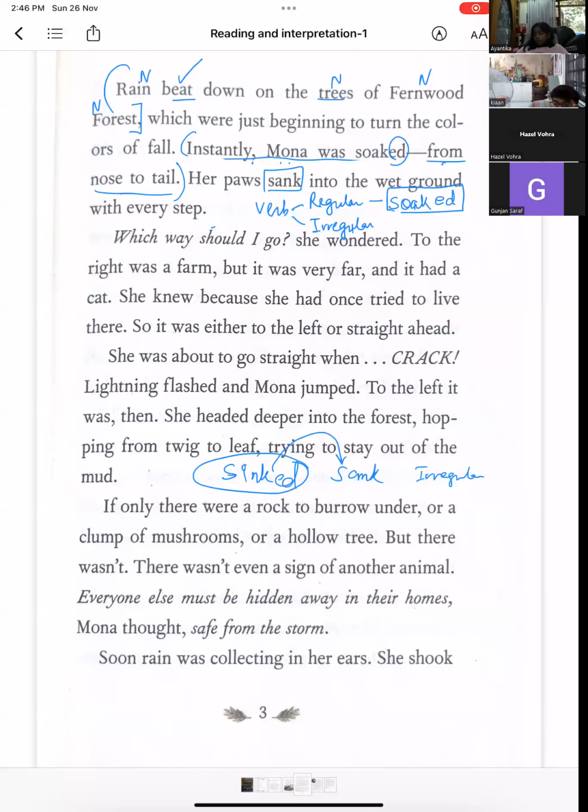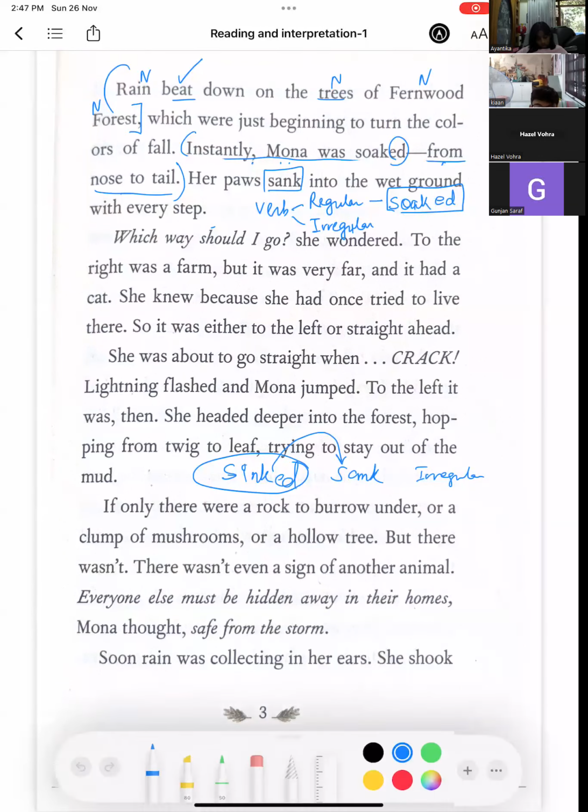Which way should I go, she wondered. To the right was a farm, but it was very far and it had a cat. She knew because she had once tried to live there. So it was either to the left or straight ahead. She was about to go straight when crack.